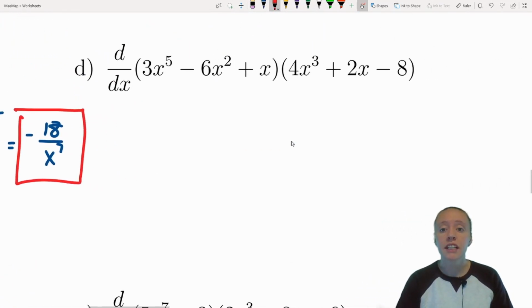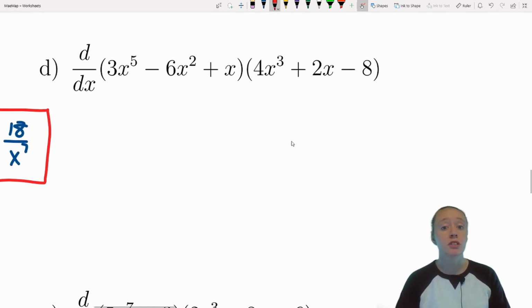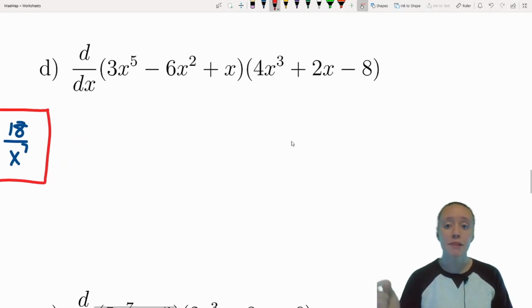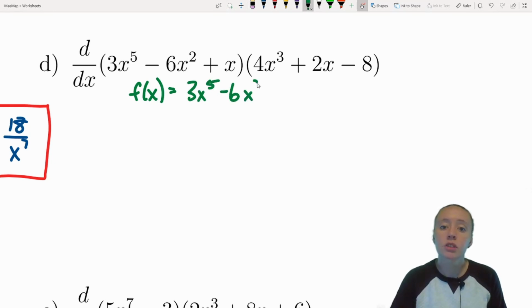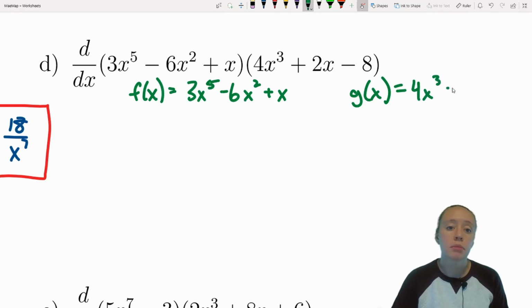Moving on to part D, we're going to do first times the derivative of the second plus second times the derivative of the first. A little bit of product rule. So, bookkeeping, I'll first write my f of x, 3x to the fifth minus 6x squared plus x. That's going to be my first function. My second function, g of x, is going to be 4x cubed plus 2x minus 8.